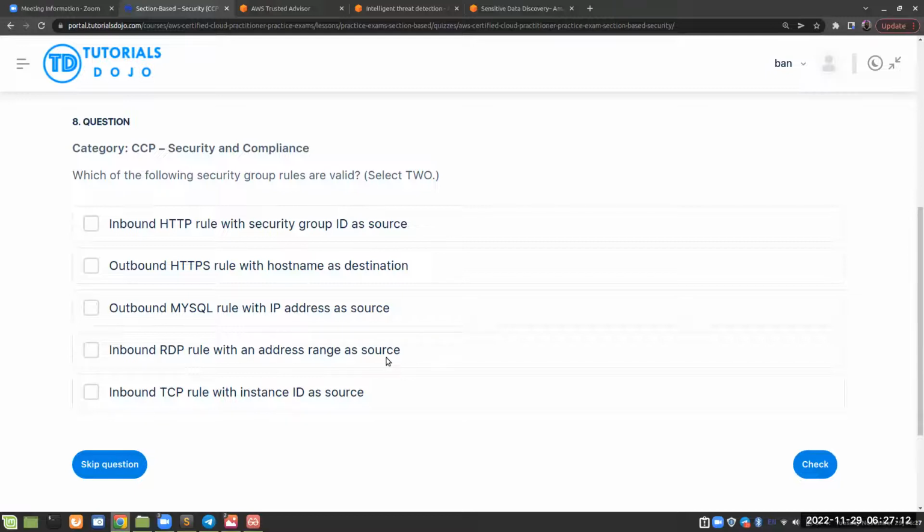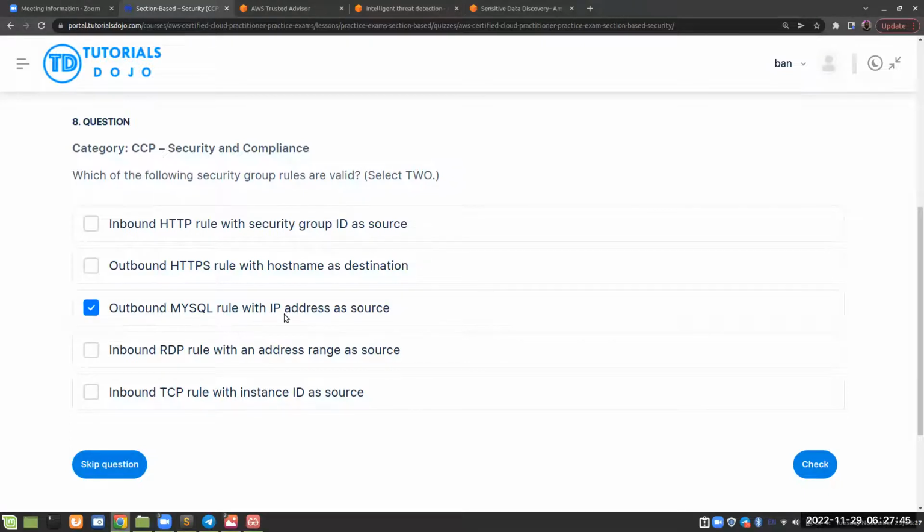A and C. So let me see. C is featuring. I have D. I've had A and D. Inbound HTTP rule with security group ID as source. C has featured 3 times. A has featured 2 times. D has featured 2 times for the quiz, for the answers that I'm seeing. But at least C seems to be there.